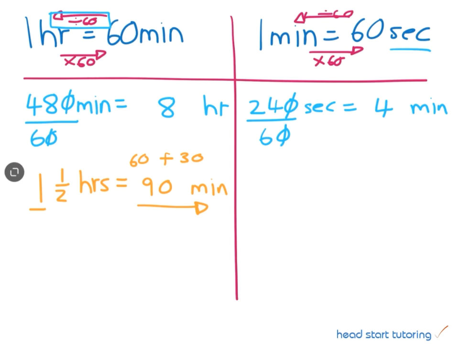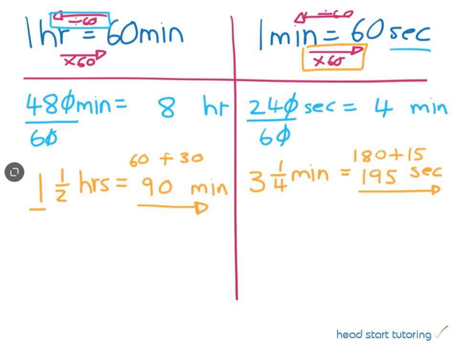In the same way, if I would like to work out 3.25 minutes into seconds, all I need to do is work out what 3 minutes is in seconds. So 3 minutes into seconds, we multiply by 60. So 3 times 60 is 180. And then I add what a quarter of 60 seconds is, which is equal to 15. So I end up with 180 plus 15, which is 195 seconds. So 3.25 minutes is equal to 195 seconds.